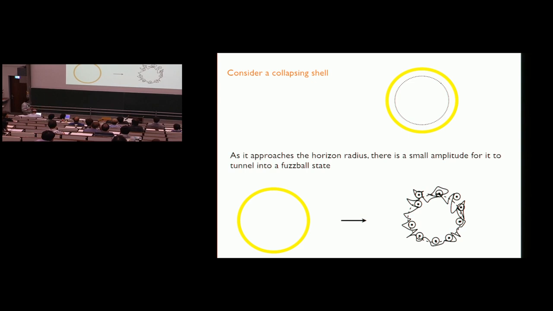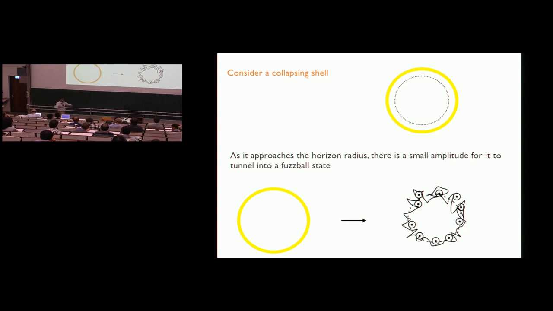As it approaches the horizon radius, you can find there's a small amplitude for it to tunnel into one of the fuzzball states. I've just drawn this rough cartoon for the fuzzball state because, you know, they had all these topological monopoles, anti-monopoles. I didn't know what to write down, so I just drew something there. It's just my fuzzball state. So this has some amplitude to tunnel here, and how do you check that it can tunnel? You have to see if there's a topological path. Okay, and there is a path. So you can just look at this geometry here.